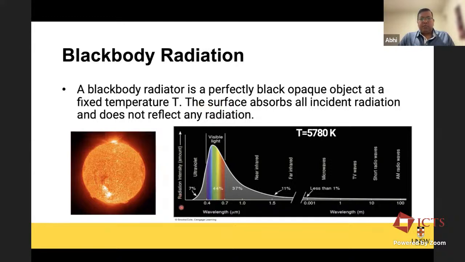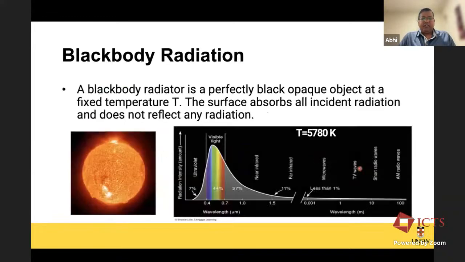This is the spectrum. You can see the emitting temperature is around 5,780 Kelvin, and you can see at various wavelengths what the radiation intensity is. For example, 7% of the emitted radiation is ultraviolet. Then 44% sits in the visible spectrum, and 37% is in the near infrared, and less than 1% is basically the larger wavelengths.